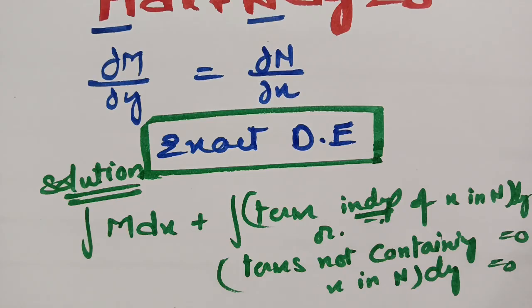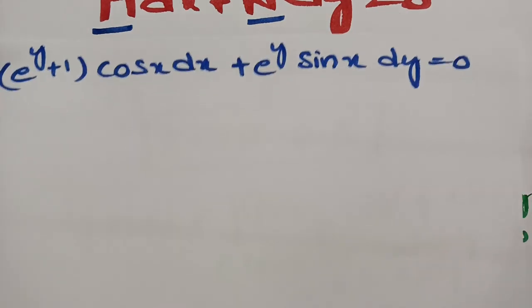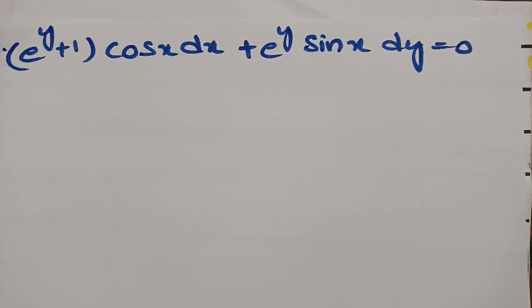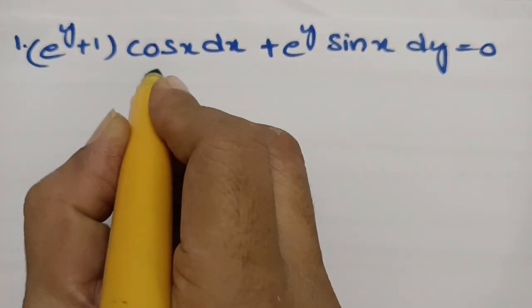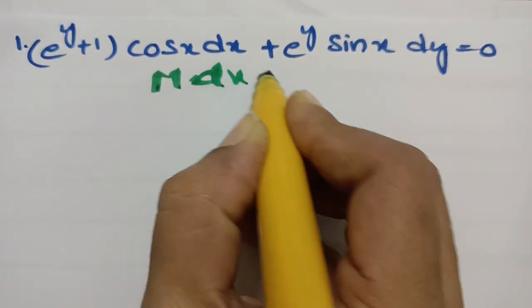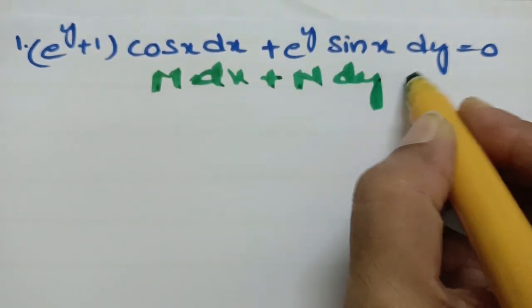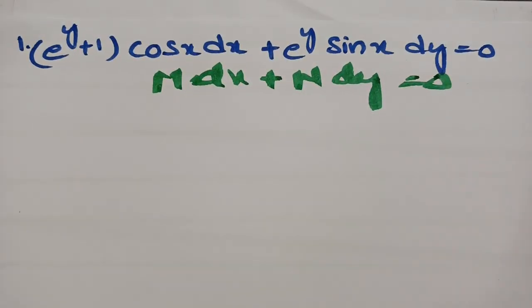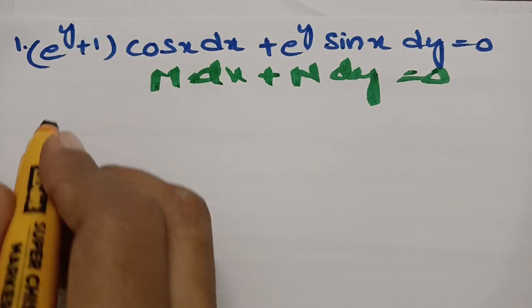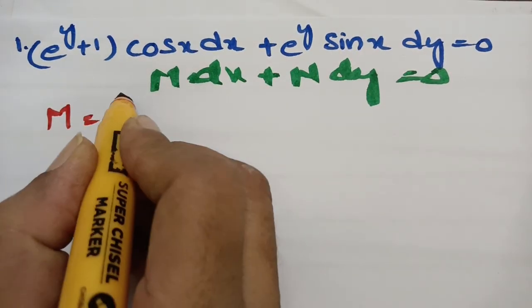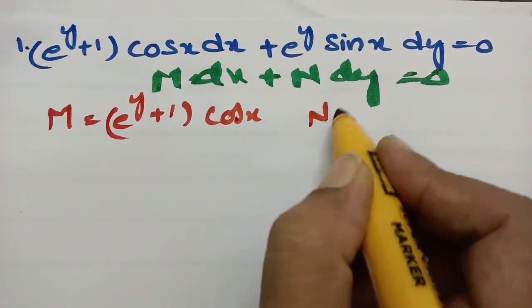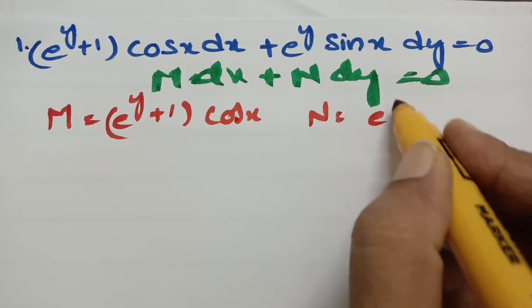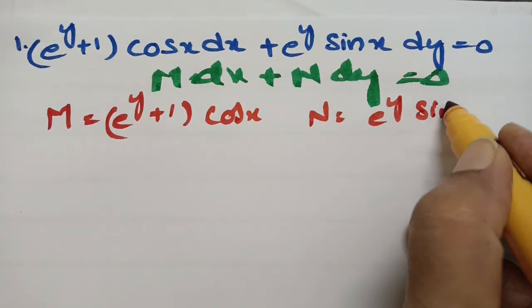I'll show you a few examples which are very important. See here, the first question is e^(y+1) cos x dx plus e^y sin x dy equal to 0. This is of the form M dx plus N dy, which is equal to 0. What is our M value? M is nothing but e^(y+1) cos x. And what is our N value? On comparing, N is e^y sin x.